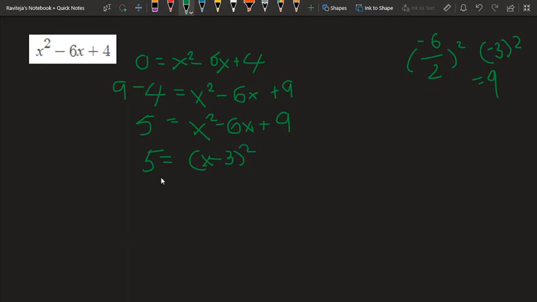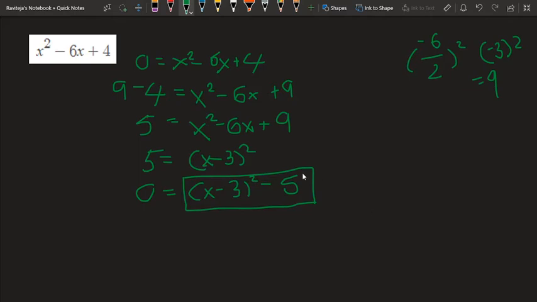And now all we have to do is subtract 5 on both sides, where we get 0 equals x minus 3 squared minus 5, which is our vertex form for this standard form. This is what we get after converting from standard form to vertex form. This is our answer. Okay, hopefully you guys got this problem right. And now let's move on to the last example.